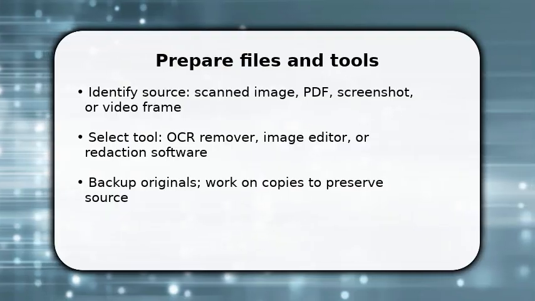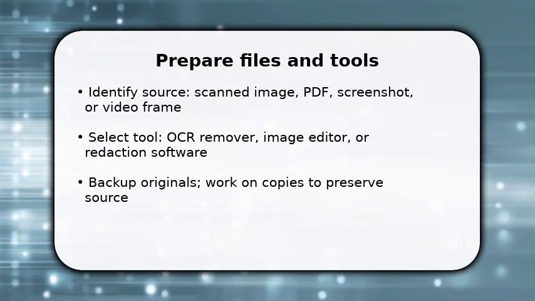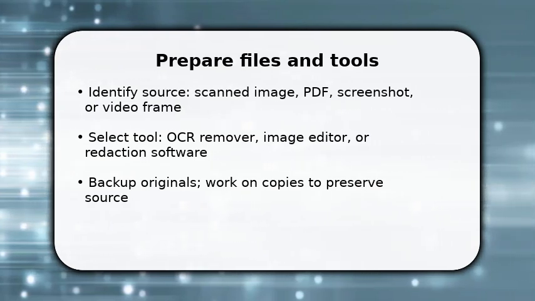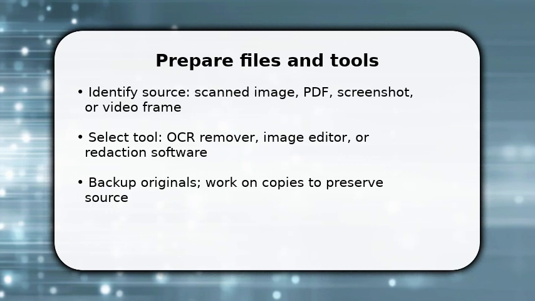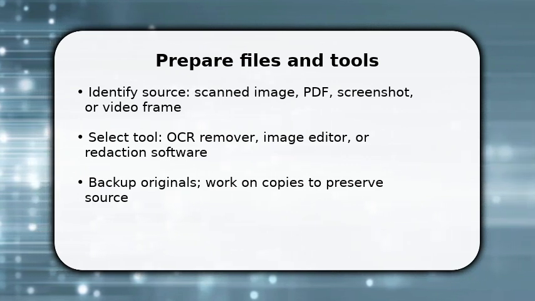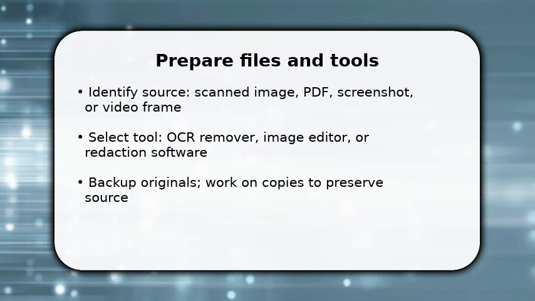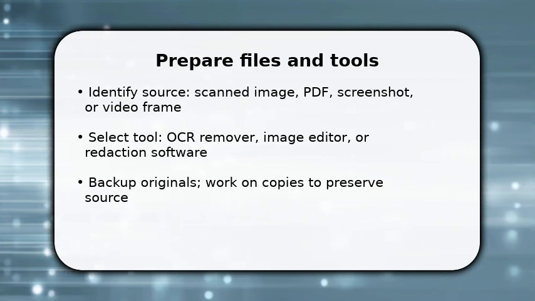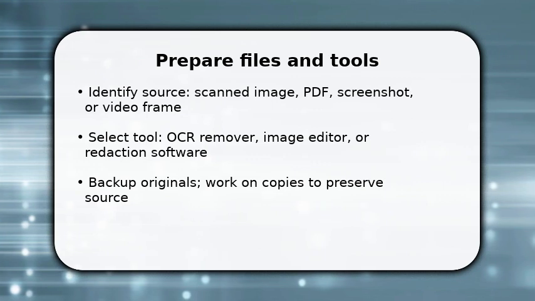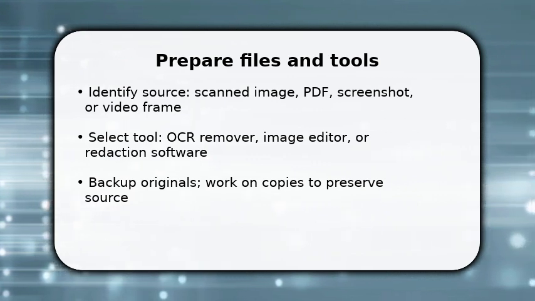You start by gathering the file and the tools you'll use. Pick an OCR-aware editor or a redaction utility. Because OCR embeds text layers, make sure to open the file in a program that shows text layers or searchable PDF content. Once done, duplicate the file and work on the copy to avoid corruption.